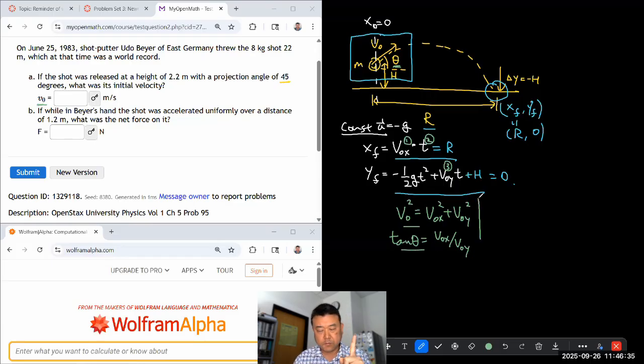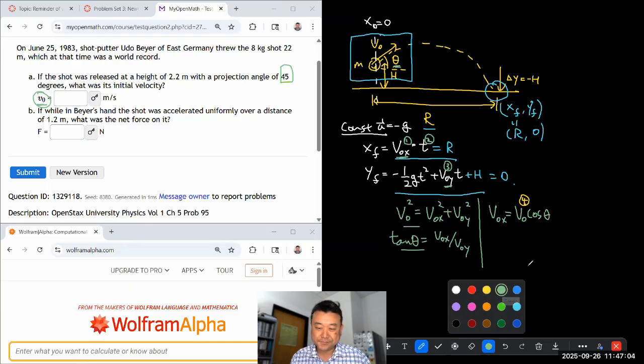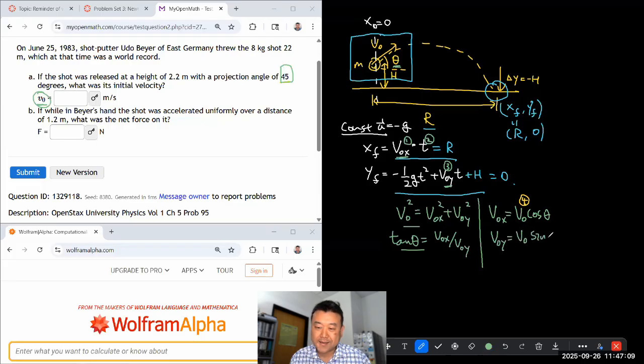I think what's going to be more immediately helpful is expressing these components in terms of things that you want to get directly, V naught, and the angle theta. So I can express V naught x as V naught cosine theta, and V naught here is technically a new unknown. So let me mark this as my 4th unknown. 4 unknowns, 3 equations. And finally, V naught y is equal to V naught sine theta. No new unknowns. So now I finally have 4 equations, 4 unknowns.